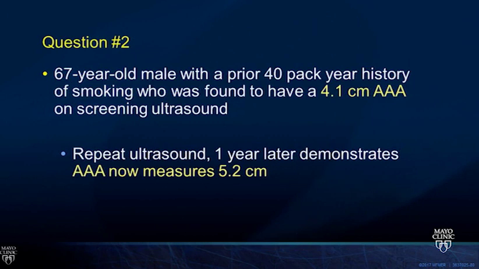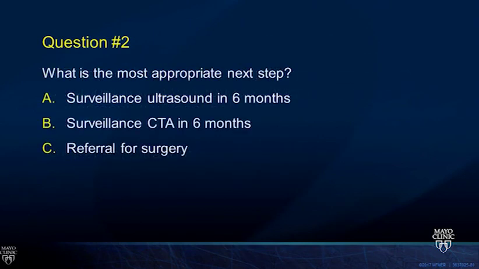So question 2, 67-year-old man has a 4.1 centimeter AAA. Repeat ultrasound 1 year later demonstrates the AAA is now 5.2 centimeters. What's the most appropriate next step? Would you do a surveillance ultrasound in 6 months, CTA in 6 months, or refer for surgery?